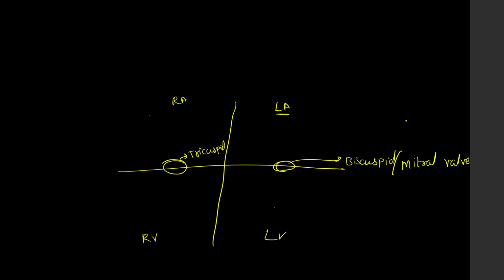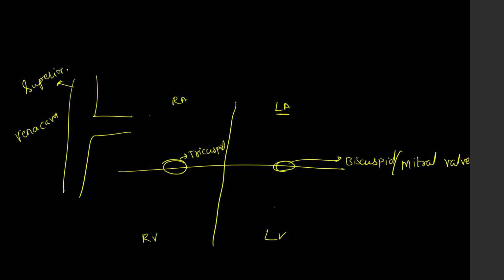Don't get confused. Here there is one vein called the vena cava. The upper part of the vein is called the superior vena cava, and the lower part is called the inferior vena cava.